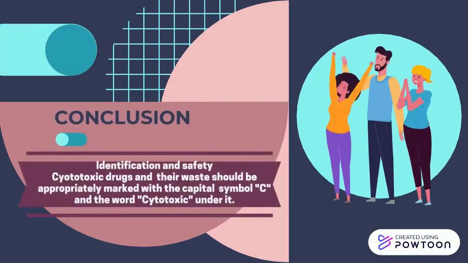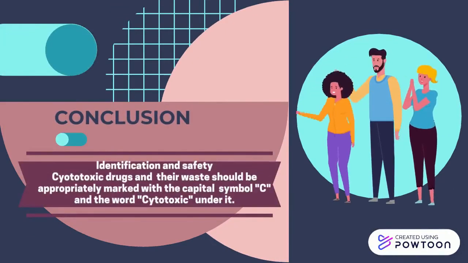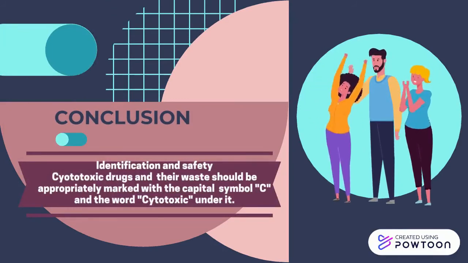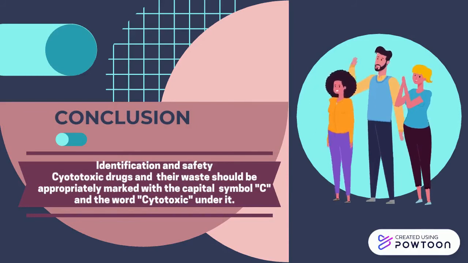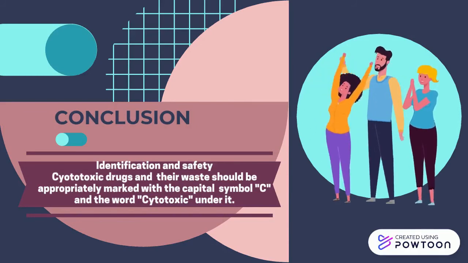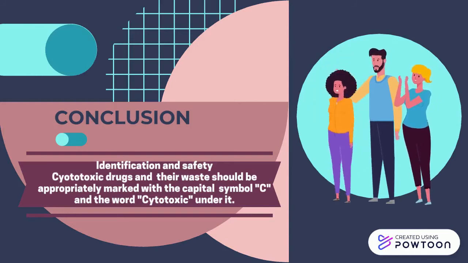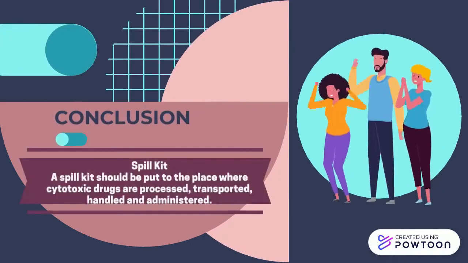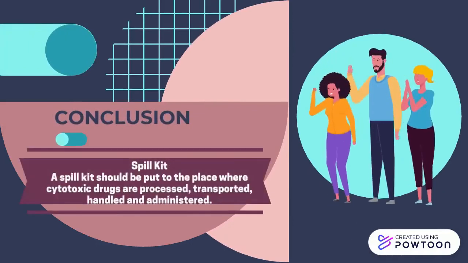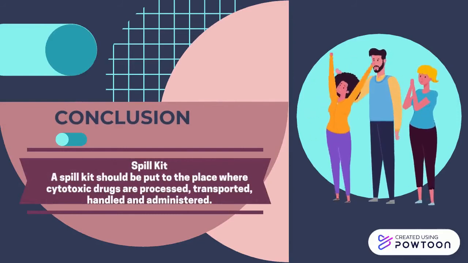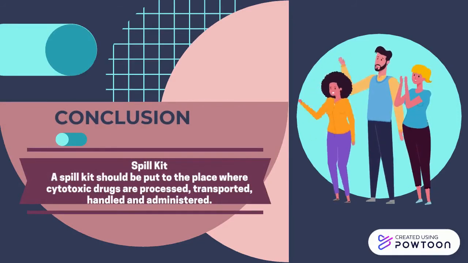Firstly, identification and safety. Cytotoxic drugs and their risk should be appropriately marked with the capital symbol C and the word cytotoxic under it. Second, spill kit. A spill kit should be put in the place where cytotoxic drugs are processed, transported, handled, and administered.